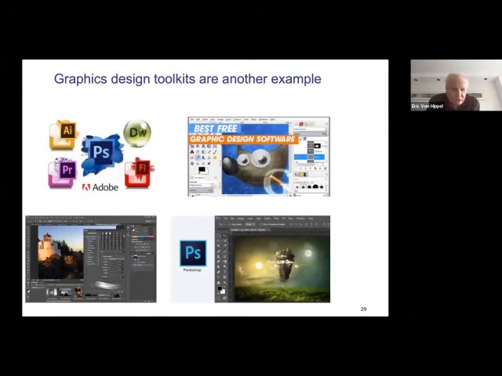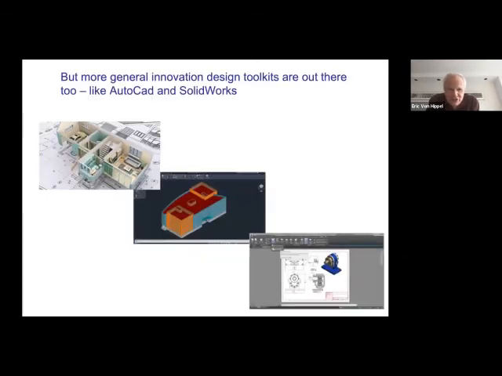So here's graphic design toolkits. There's a fair amount of breadth across all the graphics. You know, there are architectural toolkits. You can see specialized toolkits here in the upper corner where it's helping you to specifically design a house, for example.